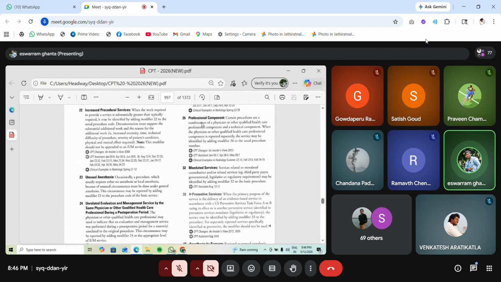See here, I will tell you clearly. Certain procedures are a combination of physician or other qualified healthcare professional and technical component. When the physician or other qualified healthcare professional component is reported separately, that service may be identified by adding modifier 26. For 26, I will tell you one example.